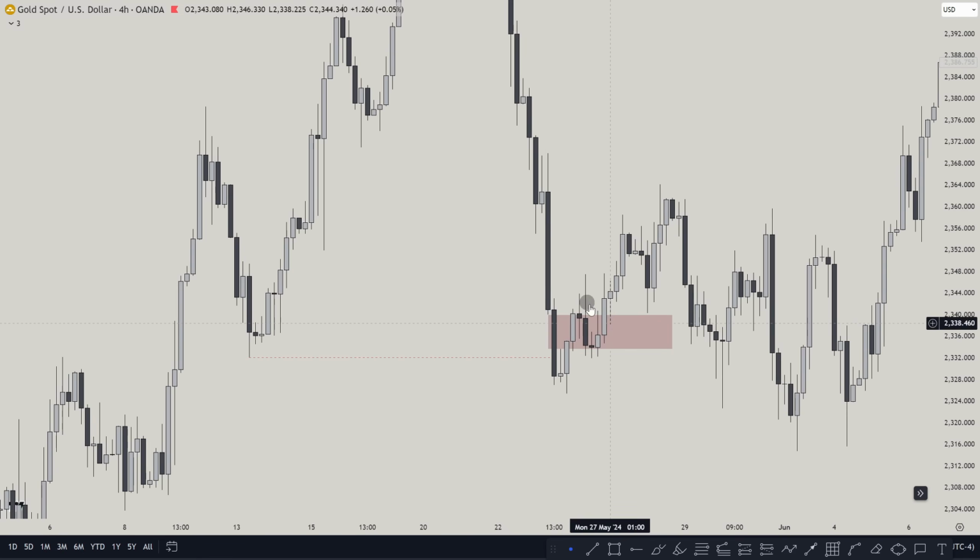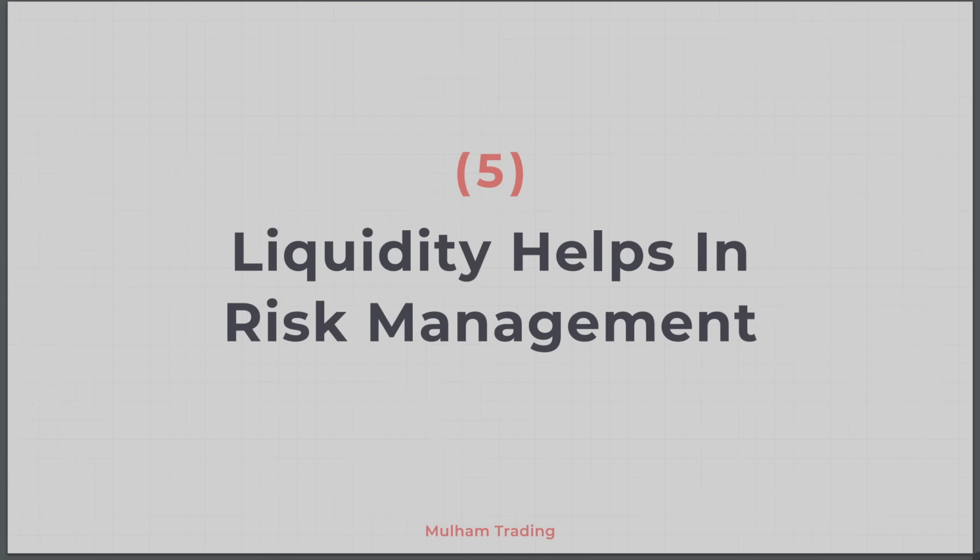They don't use this and they fall into this trap. Tip number 5: liquidity can actually help in risk management. And when I'm talking about risk management, I mean mostly stop losses, but it can also help with taking profits and when to go break even. Let me show you how.